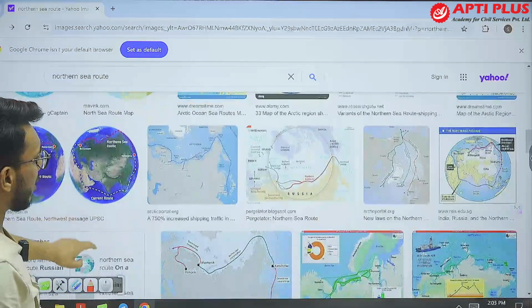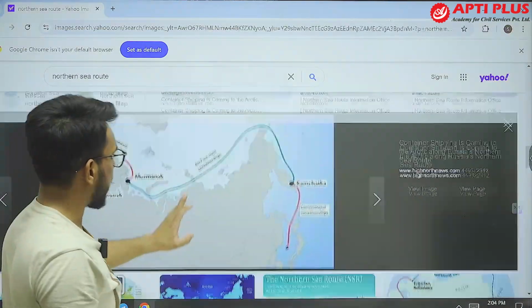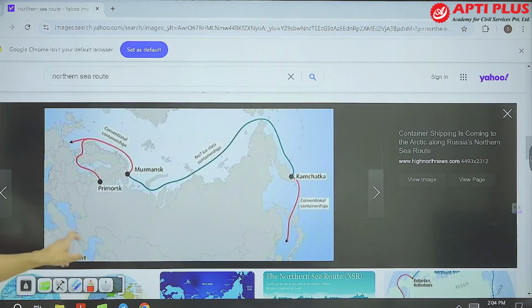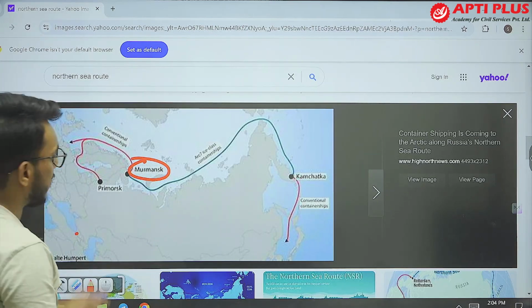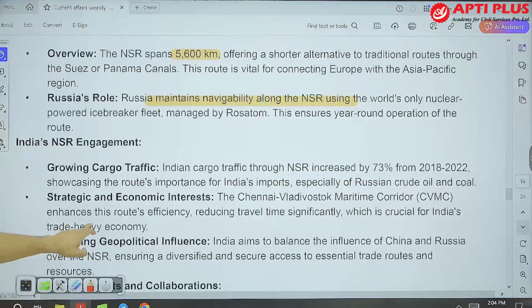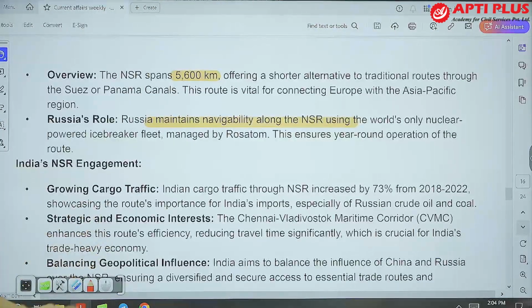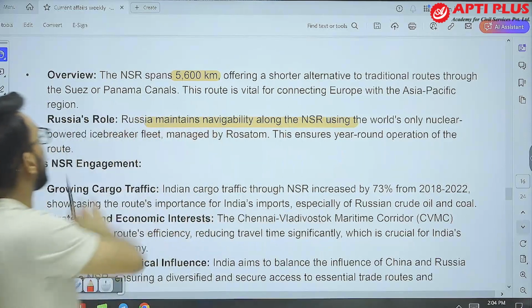Okay. So when we talk about the Northern Sea route, it will be a 5,600-kilometer route, starting from Murmansk. It will replace the existing sea route that is there. It is very much important for connecting the traditional route that has been there.